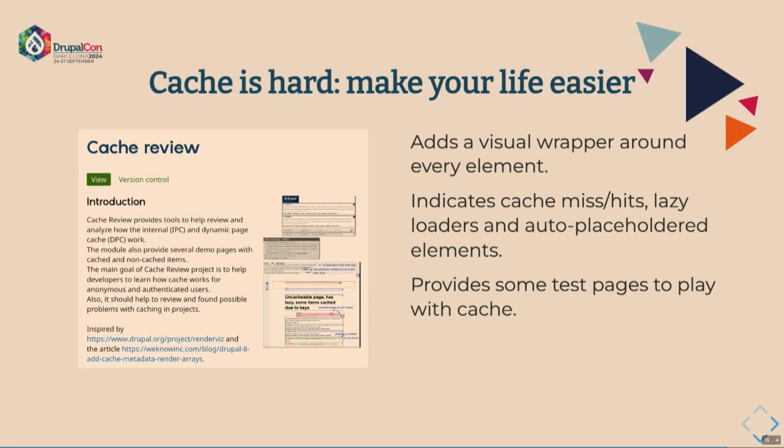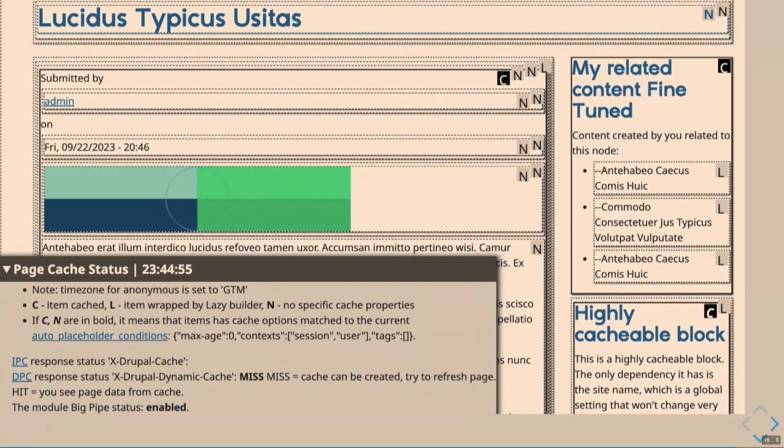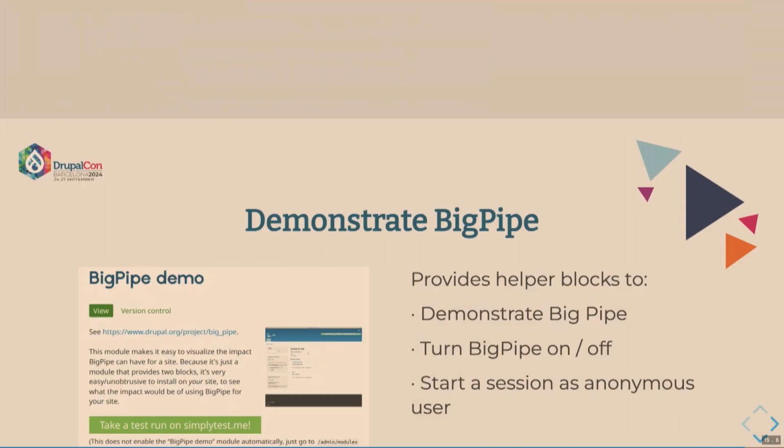You can make your life much easier by using this module if you have to debug cache. I found this to be very interesting, the cache review module. It's ugly, but it will wrap everything on your page, indicating which parts of your page come from the cache, which parts come from a lazy builder, which is the L, and it will also indicate which parts have come from a lazy builder and an auto placeholder, like this one below, which has the C with the italics. So this is a really great module for debugging cache issues.